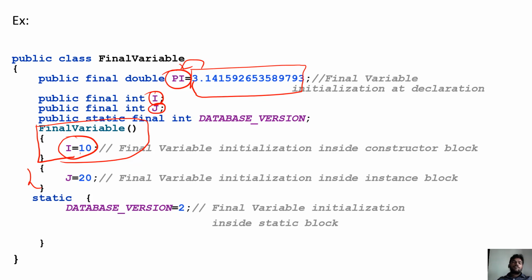So I have one more final variable, that is int j. That j value here I have initialized inside the instance block.